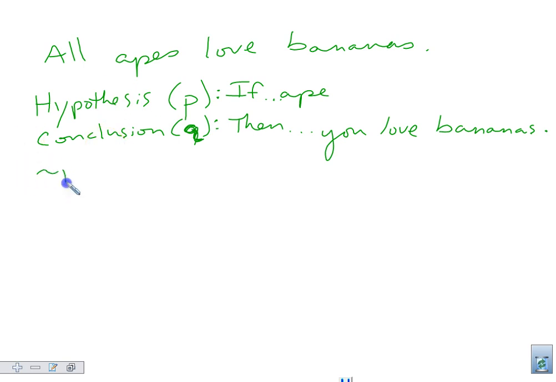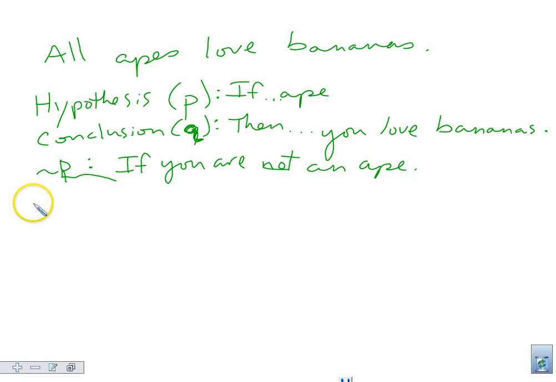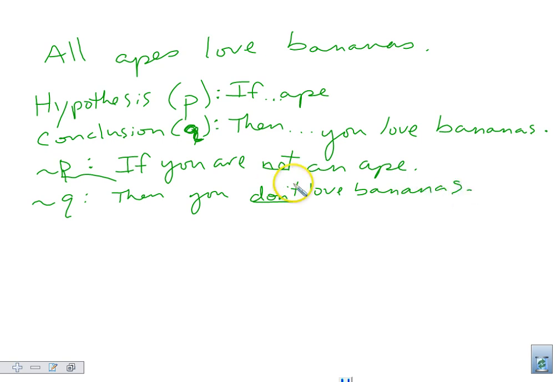Okay, what would the negation of the hypothesis be? So not P. What would that be? That would be if you are not an ape. And then not Q would be then you don't love bananas. So all we're doing for the negations is just making it the opposite. You love bananas. The opposite would be you don't love bananas. Not necessarily you hate bananas, you just don't love bananas.